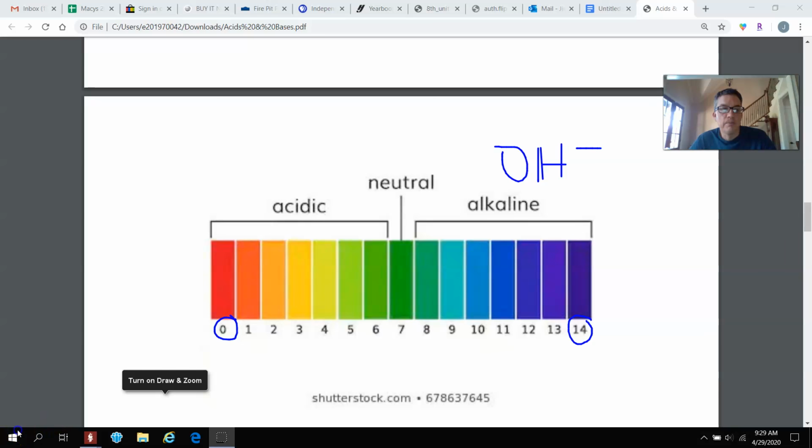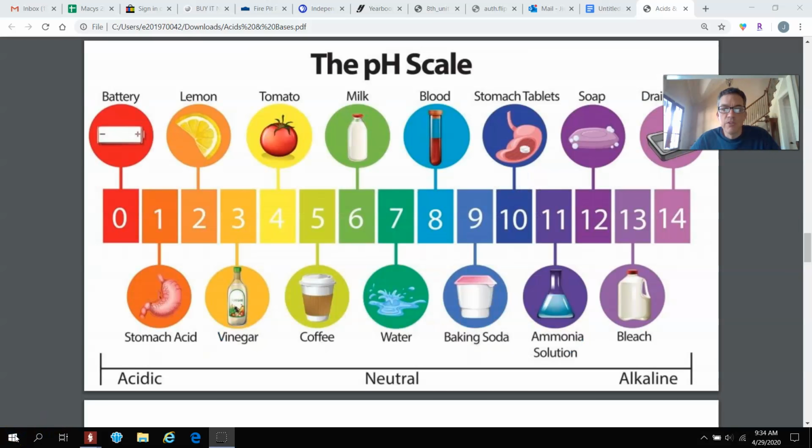So looking at the pH scale in terms of some of the things that you may be familiar with, again, we'll start with the middle with water. Pure water should have a pH of 7. It should not have any extra hydrogen or hydroxides in it.